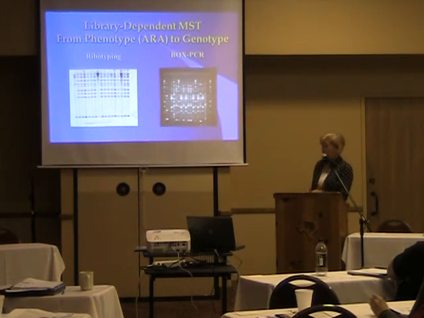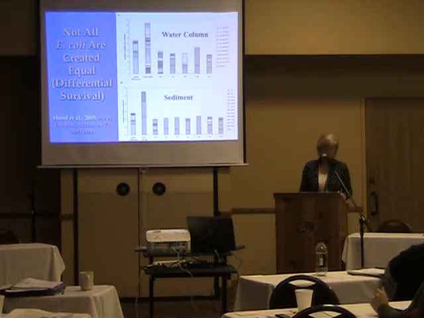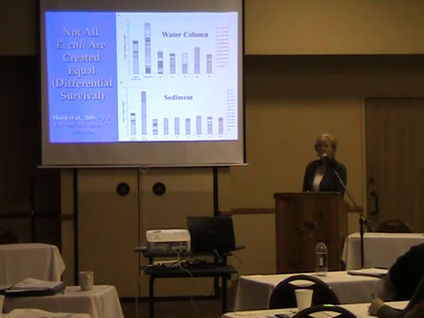So we started doing a lot of work on those sorts of methods. And here we're just showing a ribotyping gel here, and this is a so-called box PCR gel here. So what we started finding as we did more and more, both of antibiotic resistance analysis and of genomic typing of E. coli and Enterococcus isolates, was we found that not all E. coli and not all Enterococcus are created equal. And we ran across a phenomenon that we call differential survival.